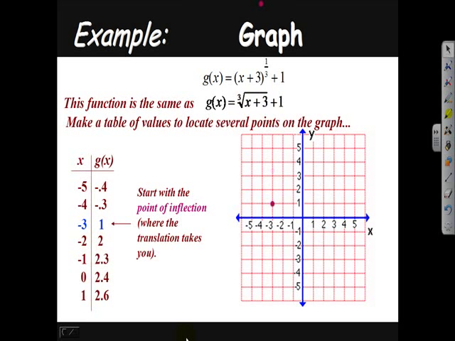If we go ahead and just plot all these points, and remember that negative 3 comma 1 is the key point. That's where we're going to see the little change in direction, if you will, of the shape of the graph. It looks something like this.